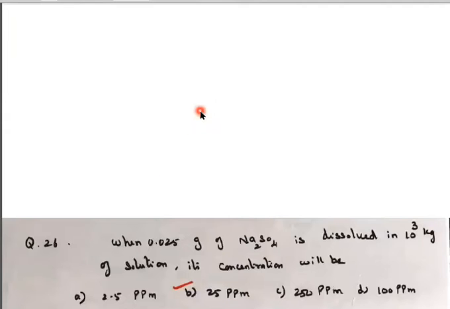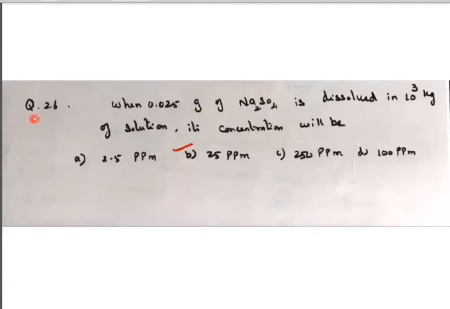Good morning, students. Welcome back to the next session of the series. Question 26: when 0.025 gram of sodium sulfate is dissolved in 10 to the power of 3 kg, 1000 kg of solution, its concentration will be. All answers are given in parts per million, ppm.